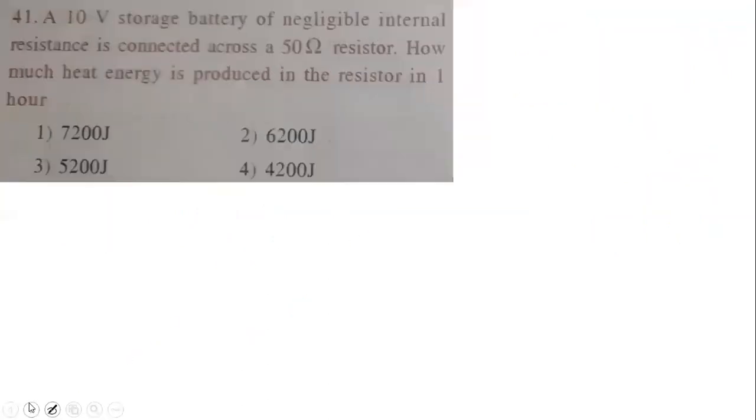Next question, number 41. What does question 41 say? A 10 volt storage battery of negligible internal resistance. So voltage is 10 volt, and negligible internal resistance means 0. It is connected across a 50 ohm resistor. So the external resistor is 50 ohm.